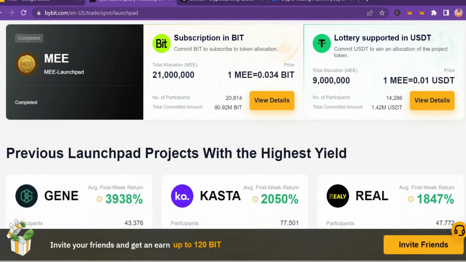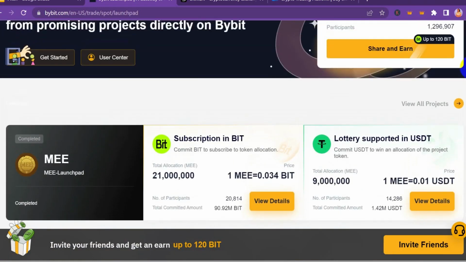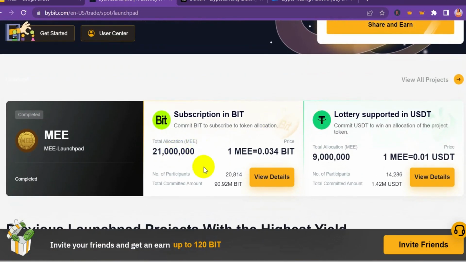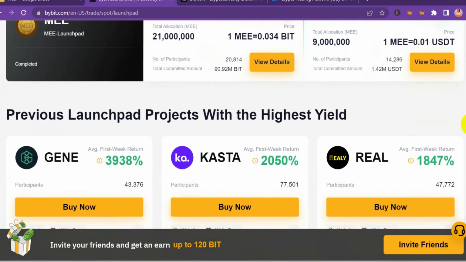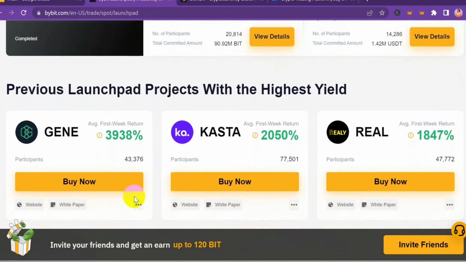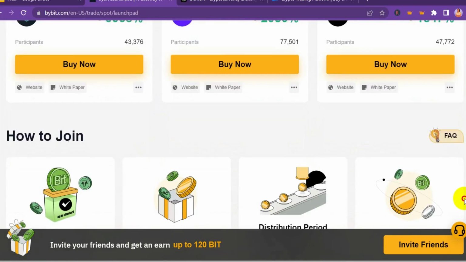Okay, so you can see here we have launchpads with lottery supported in USDT. We also have other launchpads. These ones are previous launchpads, and these are the average weekly returns. Now I'm going to explain what this means.